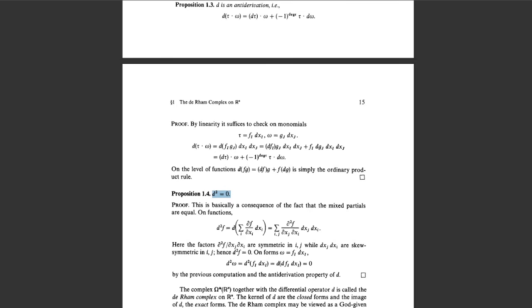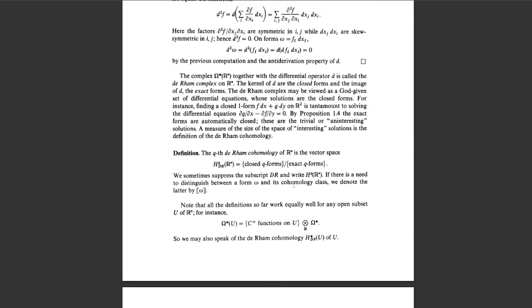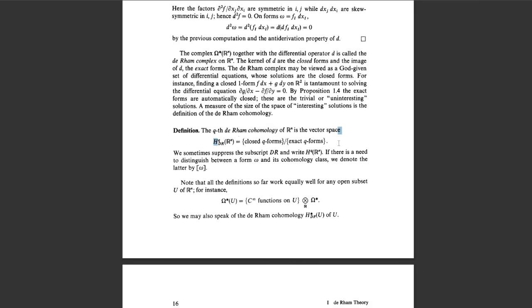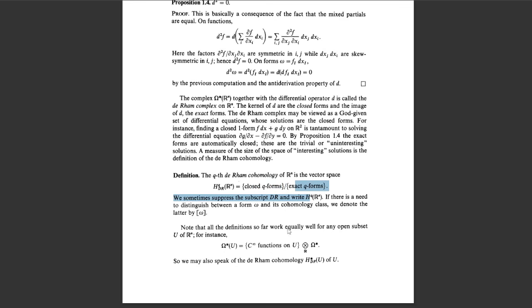And what comes out of this is the nice... where is it? Here, the Čech-de Rham cohomology of Rn is the vector space where you have closed Q forms. You're taking the ratio of the closed Q forms divided by the exact Q forms. And it's basically just the kernel of this operator divided by the image of the operator. Okay?